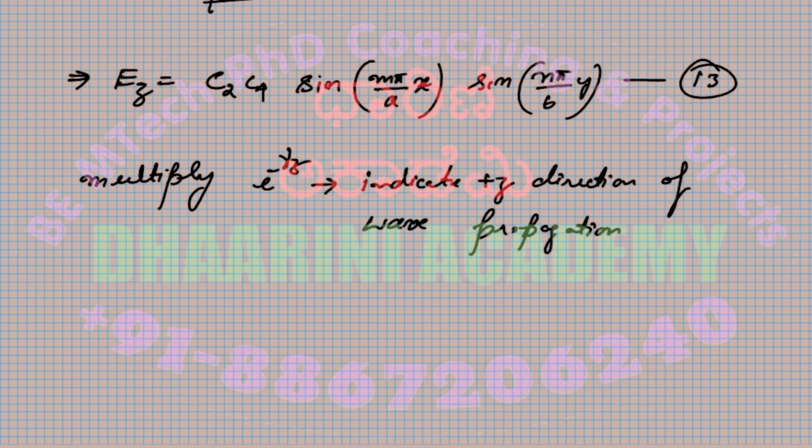Yes, we understood that there's a direction. Assume that this is the z-axis, so we added e to the minus gamma z. The magnitude, let's assume that it is represented by C2 C4. It's a constant value, the highest value is C2 C4. Yes. What else do you need?